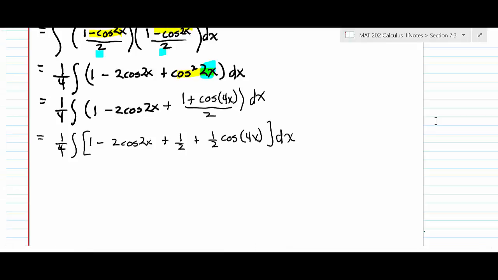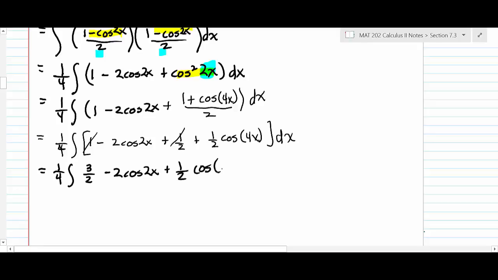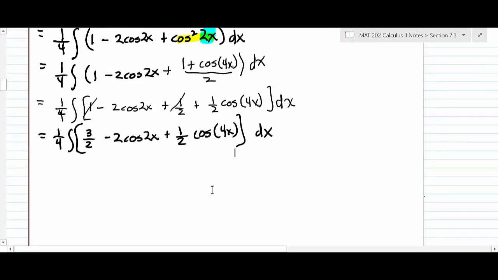I like to write lots of steps so I don't mess up on anything. One of the things I'm going to do, I'm going to write one more integral step. You could bypass it if you want to and start integrating. I see a like term, so I'm going to put it together. 1 plus 1/2 is 3/2. So that's going to be 3/2, and then minus 2 cosine 2x, and plus 1/2 cosine 4x dx. It's good to write lots of steps. Even if you got 20 steps, write 20 steps. Just do it very methodically, one grouping at a time. All right, I'm ready to integrate now.